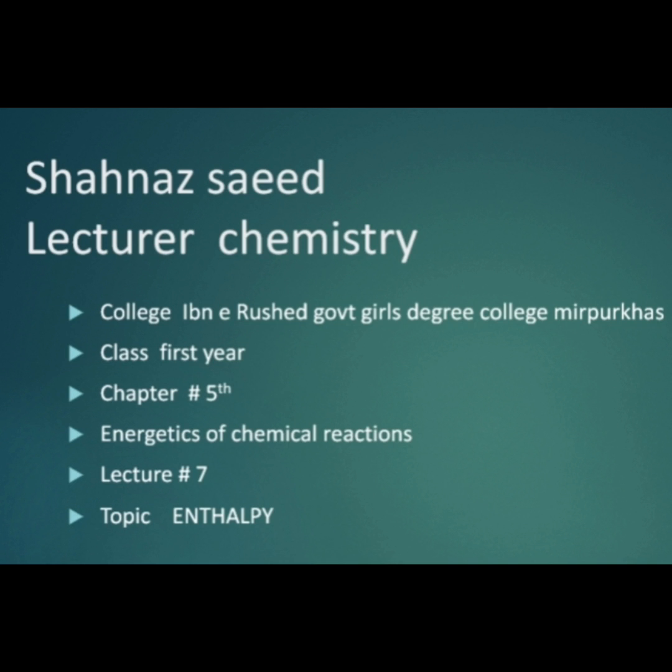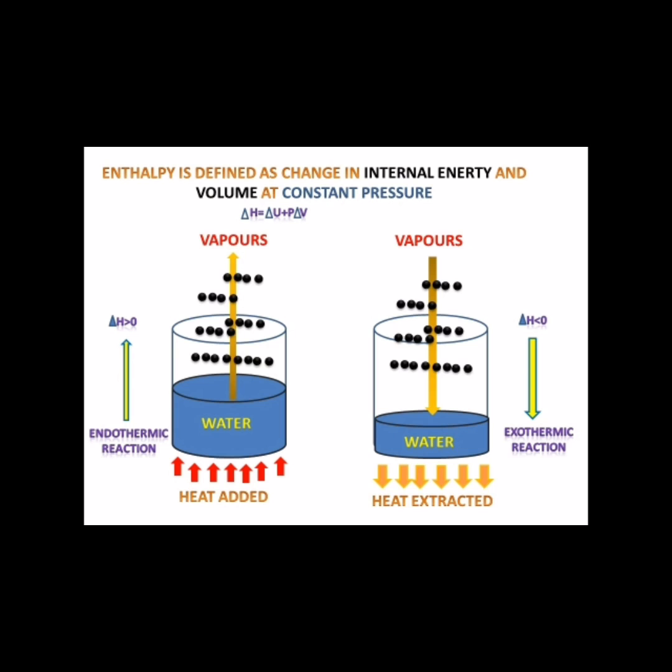Students, as you know, we are discussing chapter 5 of first year, energetics of chemical reactions. We had discussed many topics of this chapter, and today's topic is enthalpy. First, we discuss the enthalpy of a system. What is the enthalpy of a system? The total heat content of a system is called enthalpy.